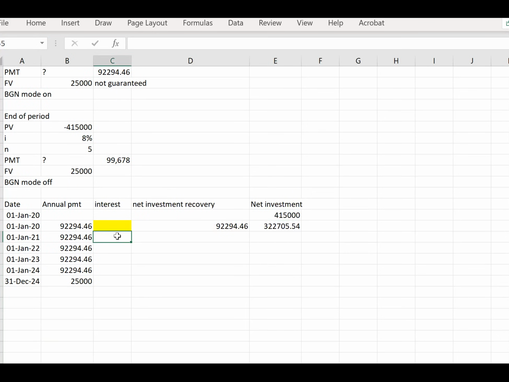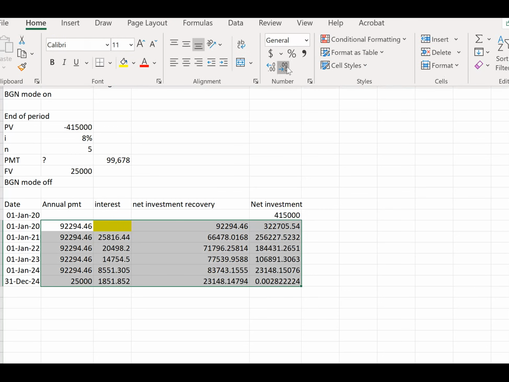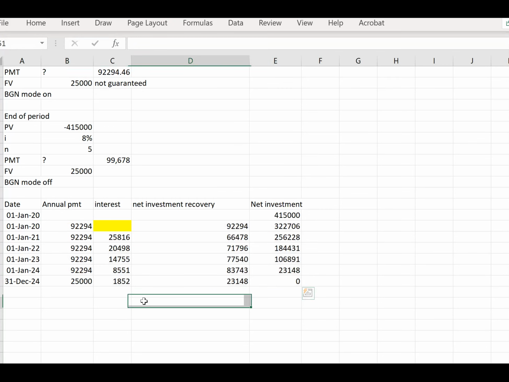Then here, January 1st, 2021, this is going to be our carrying value times our rate of interest, which is 8%. So we can pull that down. And we'll pull these numbers down and we'll pull this down. Okay, so if we fix the rounding here, we'll see that this schedule is working. We're at 0 at the end of the lease. So these will give us all the entries that we need.